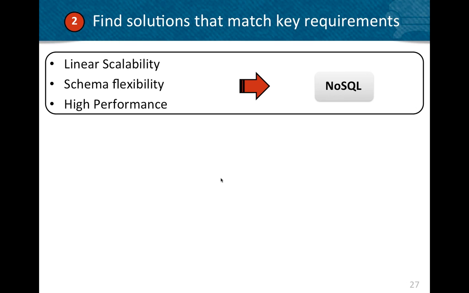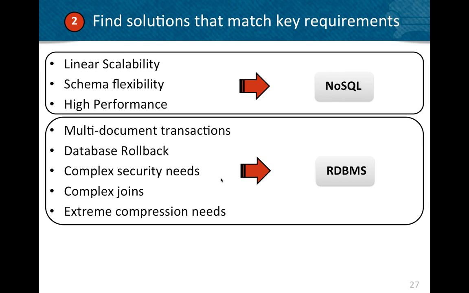Moving on to what solutions might match these requirements. If linear scalability and schema flexibility are extremely key to your application, and for the other requirements you might have ways to work around them, then NoSQL might be a very good choice for you. In particular, document databases, given that they are well suited to a large variety of use cases, might be a good fit for you.